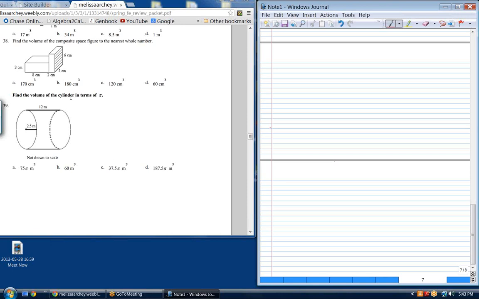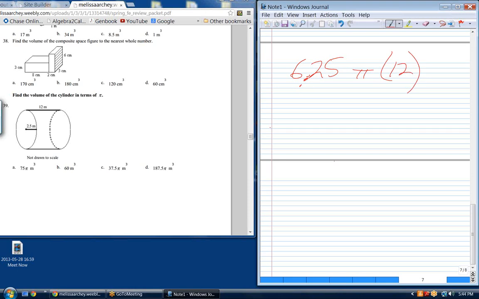Let's find the volume of the cylinder. That's pi r squared times the height. Leave terms in pi. Is that 25 or 2.5? 2.5, which means 6.25 after you square it. No, I'm sorry, pi times the height. The height is 12.